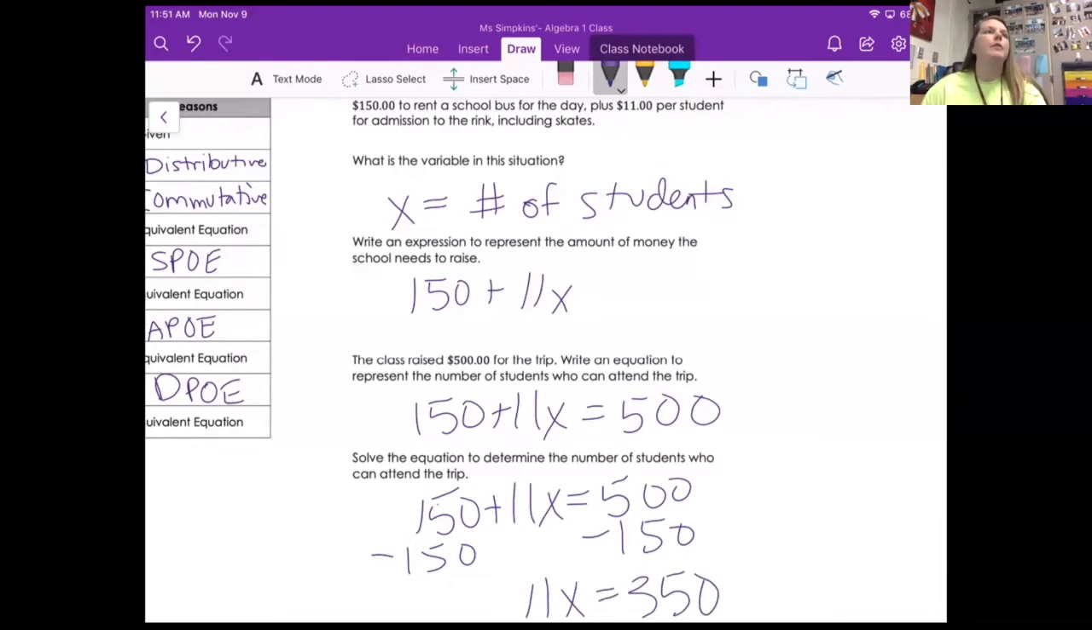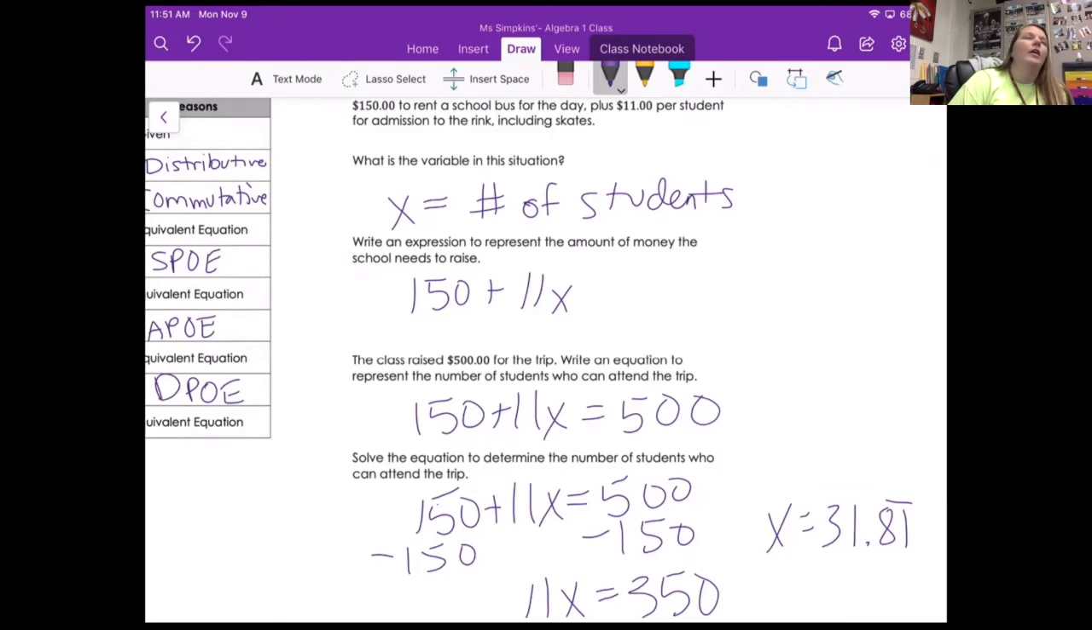And if I divide both sides by 11, I get, is it 31.81818181? Or 31.81 repeating. Okay, so we're going to think logically. I can't take a 0.81 student, can't cut them in 0.81 pieces and take them on my trip. Do I take 32 students or do I take 31 students? 31. Ooh, I hear both.